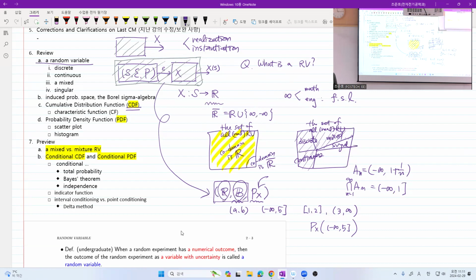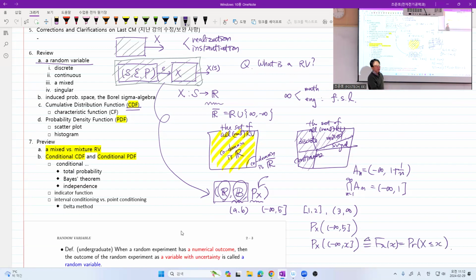And one interesting thing is this. For a real random variable, as long as we can compute the probability of this semi-closed interval from negative infinity to some x, then we can compute the probability of any Borel set. That is one of the results. And what is this? This is nothing but the CDF, which was defined in your undergraduate course using this notation. Got it? So this is the story.